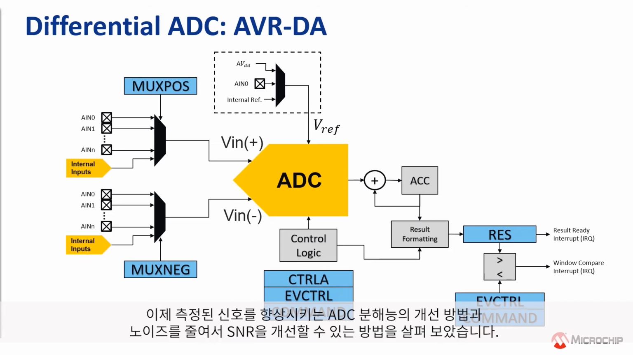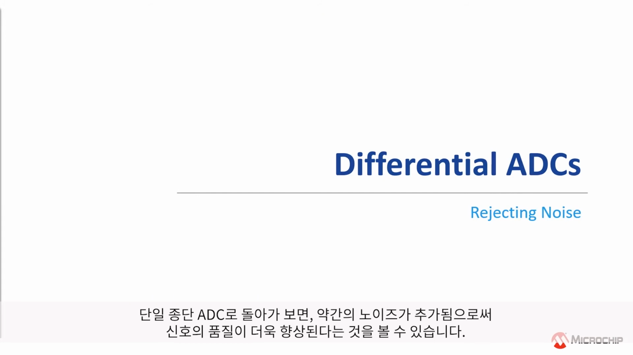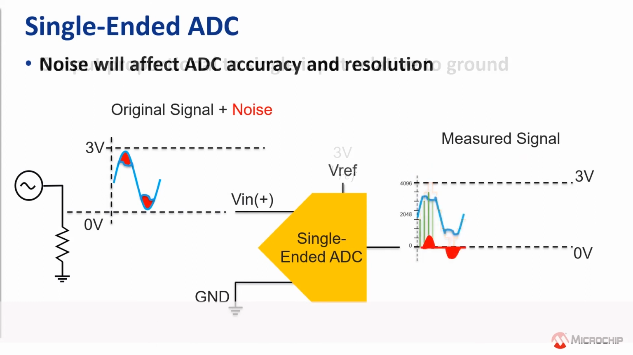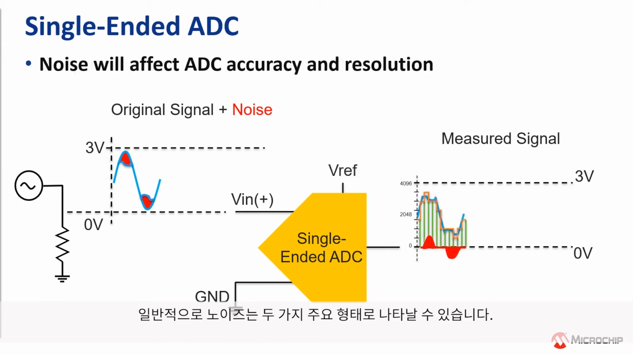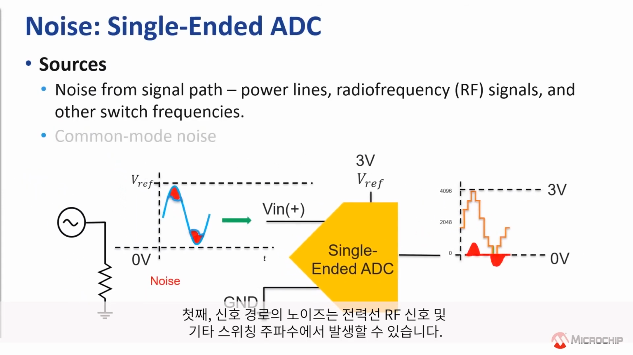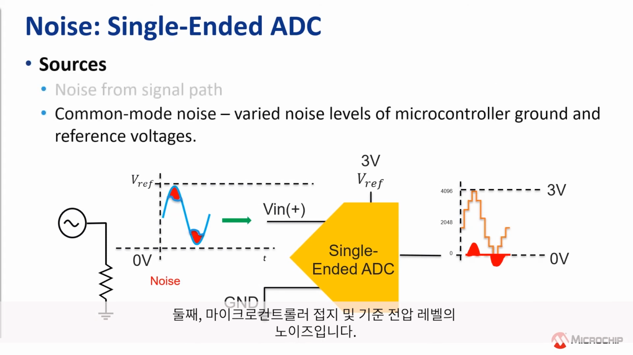Okay, so now that we have covered how to improve our ADC resolution, which will boost our measured signal, how can we improve SNR by reducing the noise? Well, going back to our single-ended ADC, we can see the addition of some noise only further degrades the quality of the signal. It's important to note that noise in general can come in two main forms. First, noise along the signal path can come from power lines, RF signals, and other switching frequencies. And second, noise on the microcontroller ground and reference voltage levels, which is known as common mode noise.